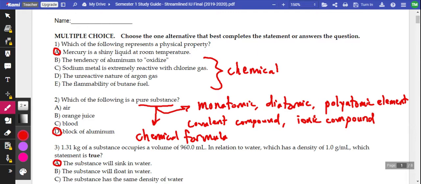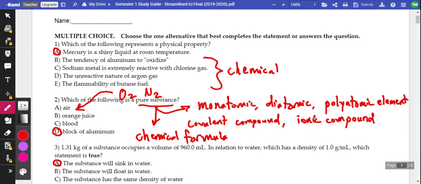Air can come in a lot of different percentages. Mostly it is O2 and N2 with some other stuff in there, but that's at least two different chemicals combined. You can have them in different ratios and still call it air. Maybe you have 21% O2 and maybe you have 22% O2. It's still air. That's the name of the mixture. So it's more than one pure substance. Orange juice and blood, same thing. There's different parts that make up orange juice or blood.